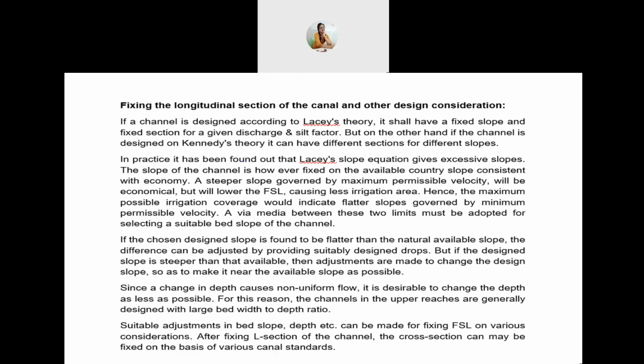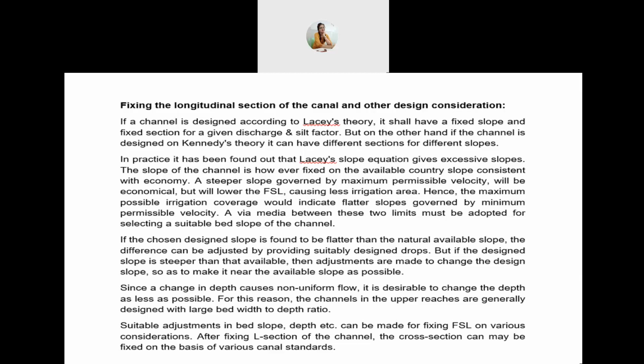But on the other hand, if the channel is designed on Kennedy's theory, it can have different sections for different slopes. So in practice, it has been found that Lacey's slope equation gives excessive slopes. The slope of the channel is, however, fixed on the available country slope consistent with economy. A steeper slope governed by maximum permissible velocity will be economical but will lower the FSL, causing less irrigation area. Hence, the maximum possible irrigation coverage would indicate flatter slopes governed by minimum permissible velocity. A via media between these two limits must be adopted for selecting a suitable bed slope of the channel.